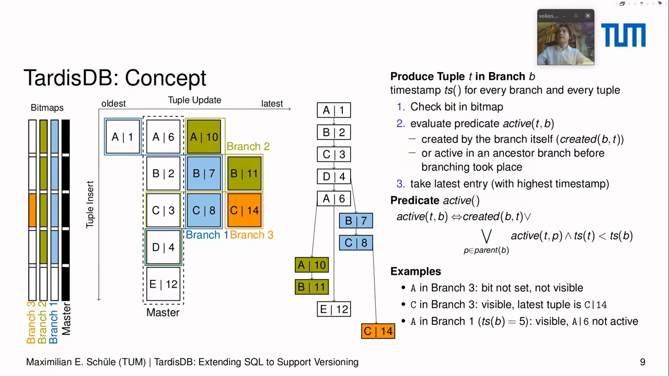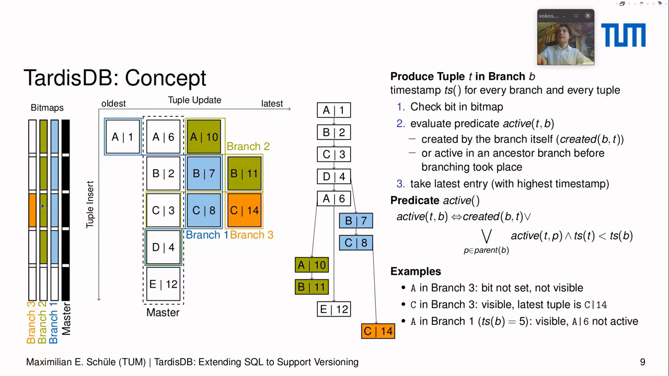Active evaluates to true if either the branch has created the tuple itself, or it evaluates to active if an ancestor branch created the tuple before branching took place. Afterwards, we take the latest active entry, the one with the highest timestamp.